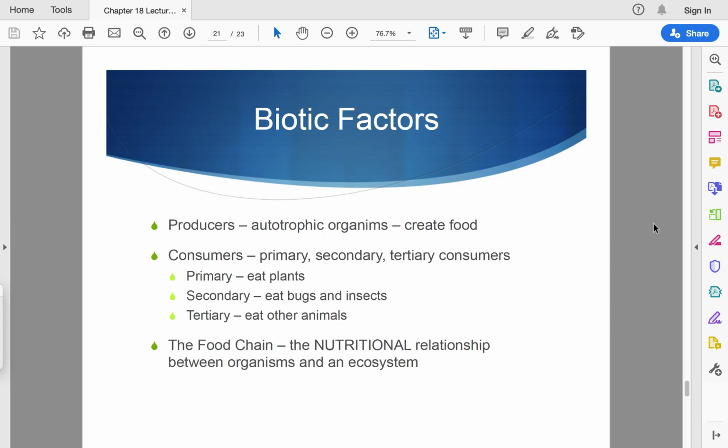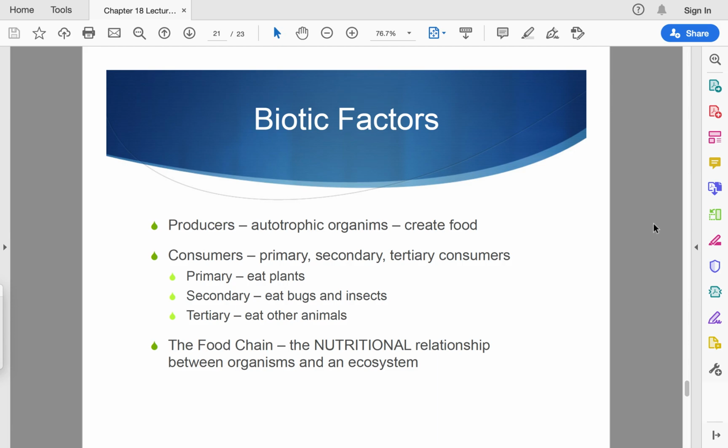So biotic factors, we have producers, autotrophic organisms. These are organisms that produce food. Autotrophic meaning that they do photosynthesis to create their own food. And then we have different types of consumers: primary, secondary, and tertiary consumers. Primary consumers, these are those that eat plants. Secondary consumers are those that eat bugs and insects or other animals that eat plants. And then tertiary are animals that eat those animals.